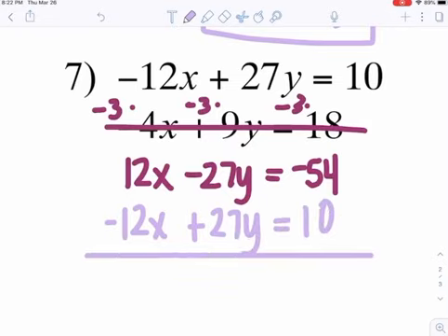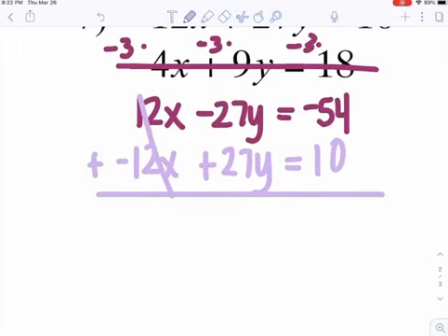Okay, and now I'm going to add them together. So my x's eliminate, and actually now my y's are going to eliminate. So I'm left with nothing. Okay, think of what number you use that represents nothing. Well, that's 0 equals -44. Well, what do you think that means?